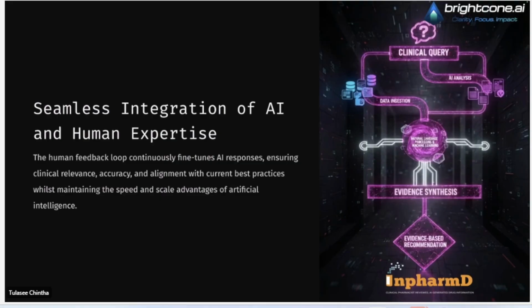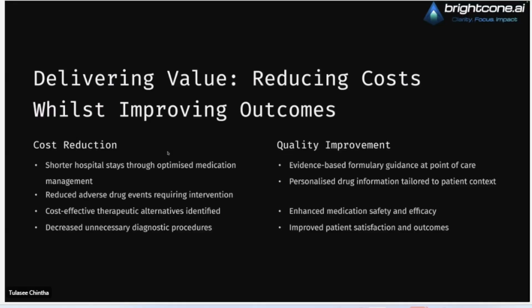If you see the right side diagram: clinical query, AI analysis, data ingestion, and the neural engine, evidence synthesis, and evidence-based recommendation. This is how our seamless integration of AI and human expertise works in Informd. Okay, let's go. So, delivering value, reducing cost, and improving outcomes. These are the two things. Maybe you can go ahead, Siraj.